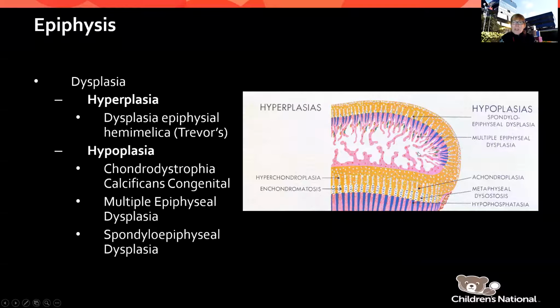As you start looking at the epiphysis, if it looks like there's an overgrowth, you can narrow the diagnosis down to just a couple. It's pretty rare to have overgrowth of the epiphysis, and you could think about Trevor's disease, which is pretty rare. Now, if it's hypoplastic, we have a larger number of abnormalities. An Aunt Minnie is chondrodysplasia calcificans, but you can also have multiple epiphyseal dysplasias and spondyloepiphyseal dysplasias, depending on how much of the end plates of the spine are affected.